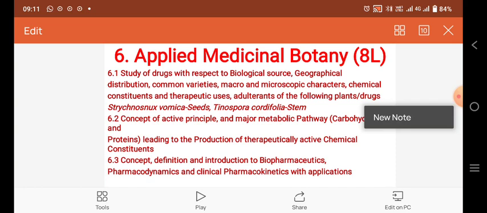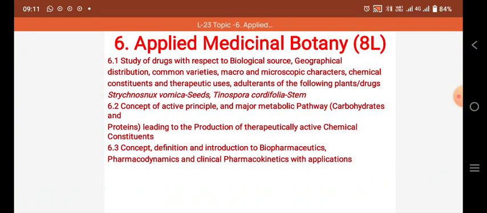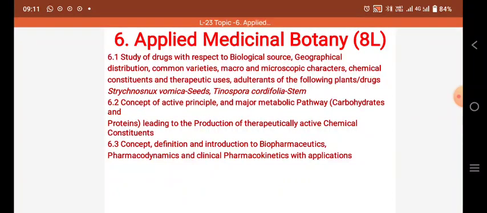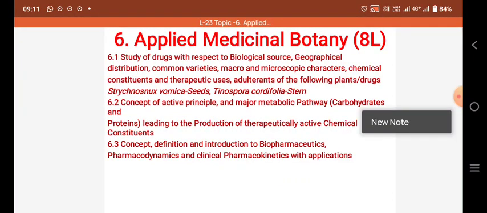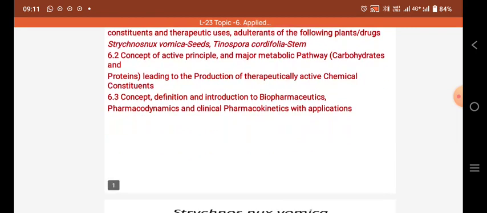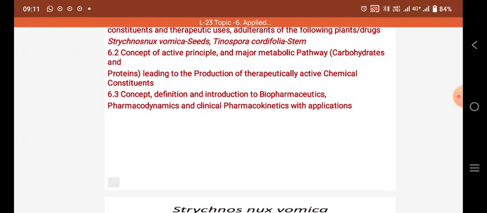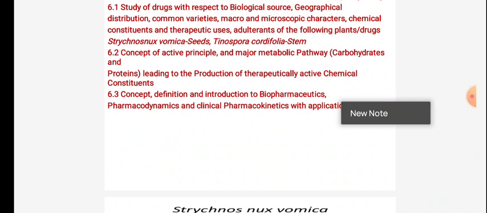So here we are observing this part. Then, second in this topic is the concept of active principle and major metabolic pathways for carbohydrates and proteins, then the production of therapeutic and chemical constituents. And lastly, there are biopharmaceutics, pharmacodynamics and clinical pharmacokinetics. We will see them one by one.